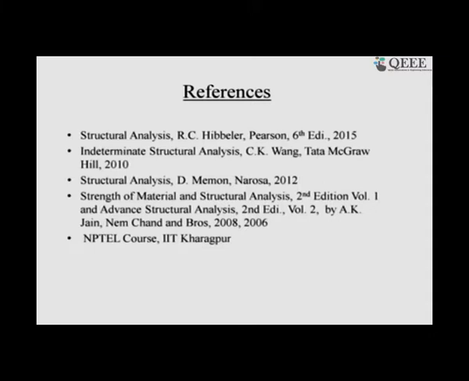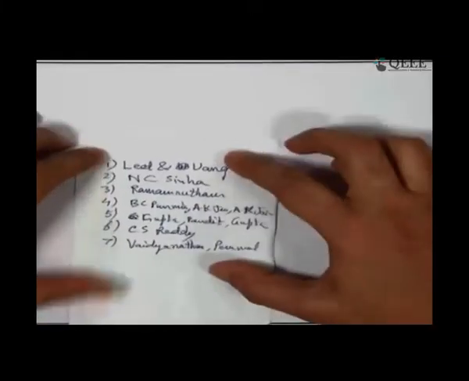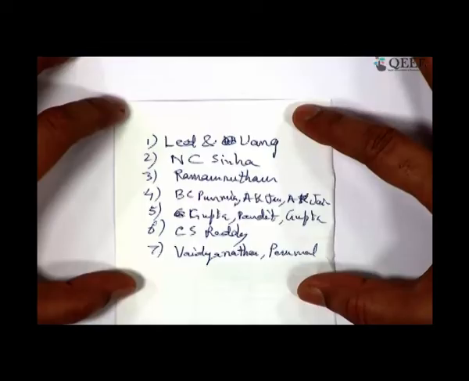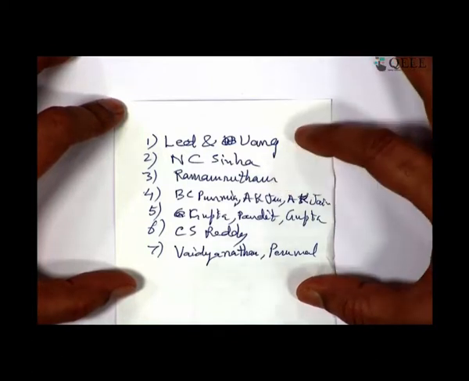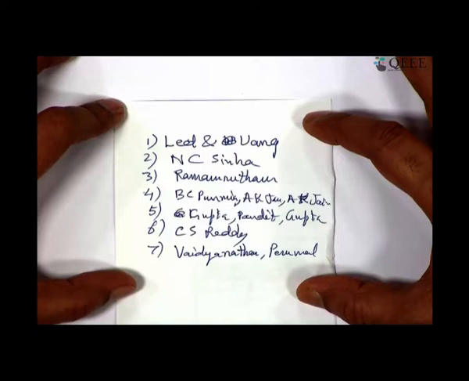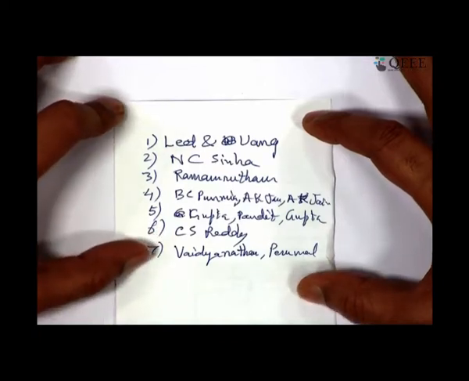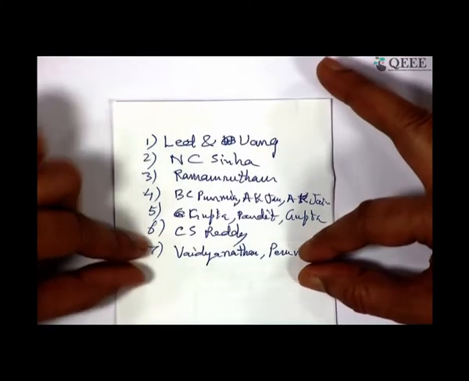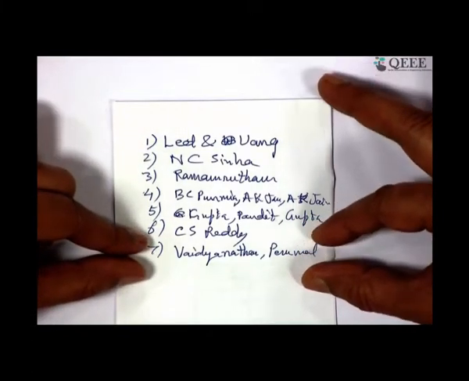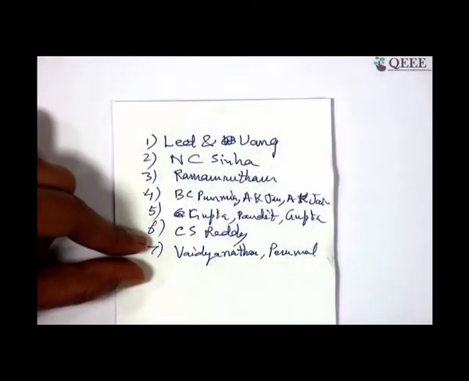I thought in the morning that I must tell you about the other books. I have taken help from Liten Wang's books, Professor N.C. Sinha's book, Professor Ramamrutham's book, a lot of examples are there. B.C. Punmia's book, Professor Pandit Gupta's book, Professor C.S. Reddy's book, and one book of Vaidyanathan and Perumal, where I found a very interesting chapter on the experimental determination of the influence line diagram. Once again, the book here.